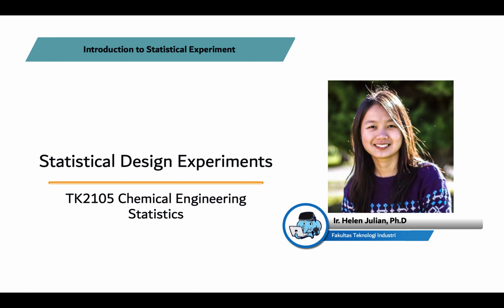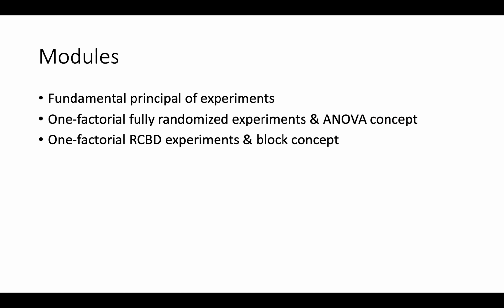Today we will discuss statistical design of experiments. We will divide this topic into three modules. The first one is the fundamental principle of experiments. The second one is the one factorial fully randomized experiments and ANOVA concept. The third one is the one factorial RCBD experiments and block concept.